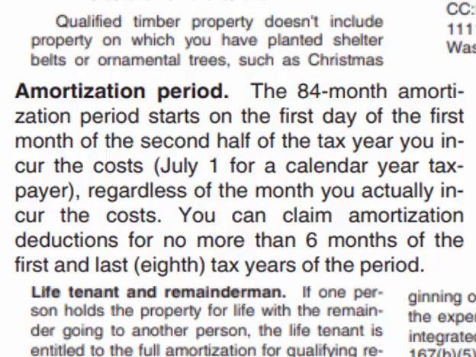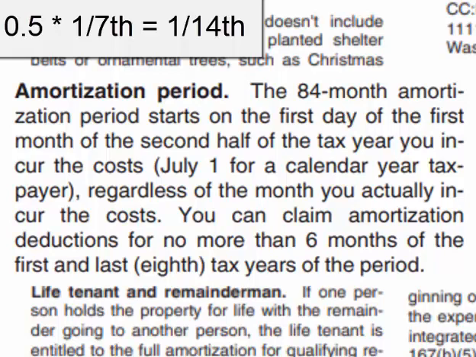And that's where essentially any amount of money that you're amortizing, you divide by 7, with the exception of the first and the last tax years where you divide by 14. And that's because, once again, that's 84 months spread out over 8 tax years.